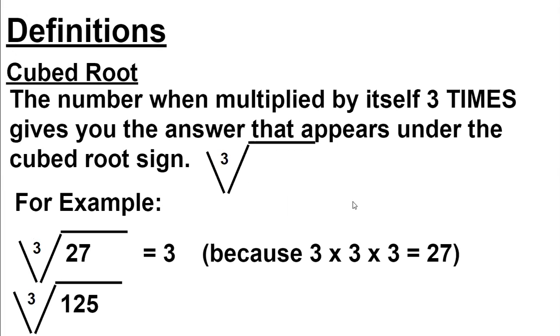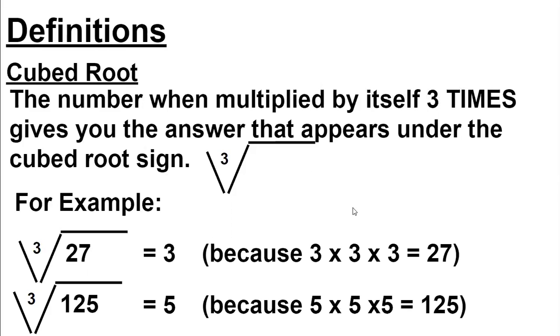Here's another one. What's the cubed root of 125? Think about that one a little bit. What could that possibly be? Some number multiplied by itself and then multiplied by itself again to give you 125 as an answer. Did you guess 5? Great job. So 5 times 5 times 5 is actually equal to 125.